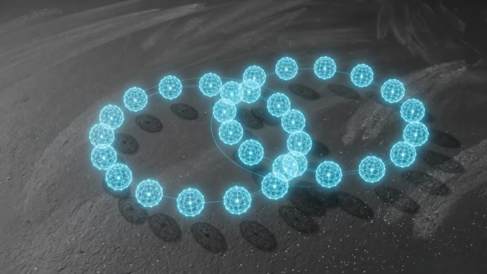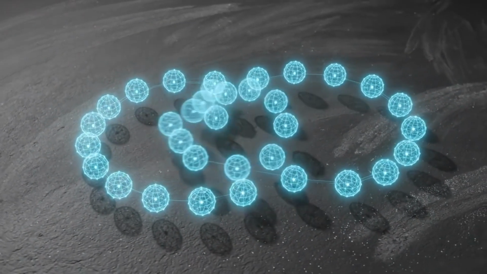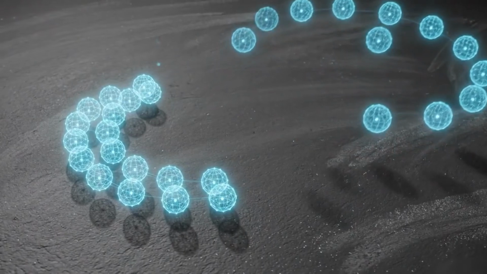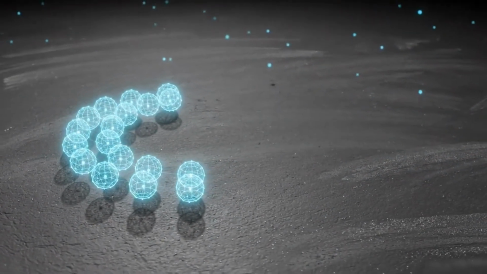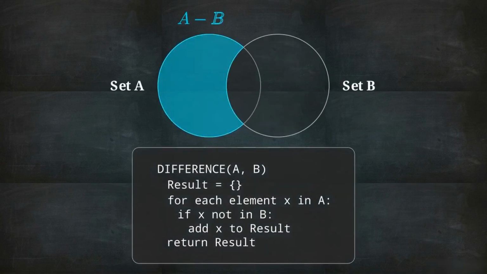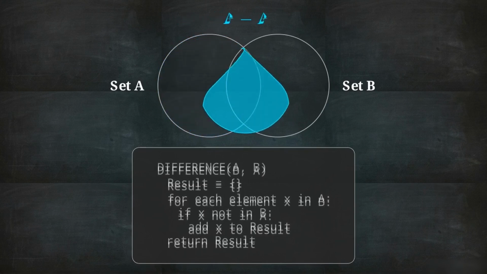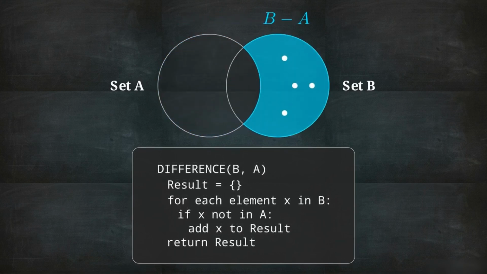The third operation, difference, isolates elements that are unique to a primary system by explicitly subtracting any commonalities found in a secondary system. This shows set A minus set B. Only the non-overlapping left crescent remains. Difference is strictly asymmetrical. The negative constraint inside the loop isolates elements exclusively from the first parameter. A minus B yields a completely different result than B minus A.